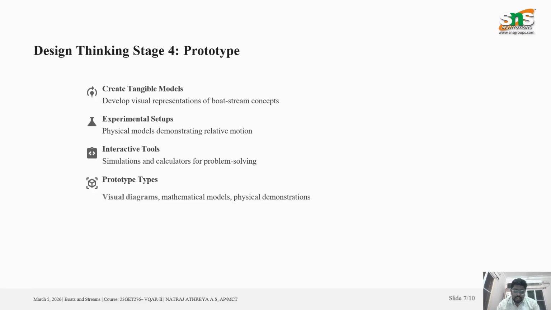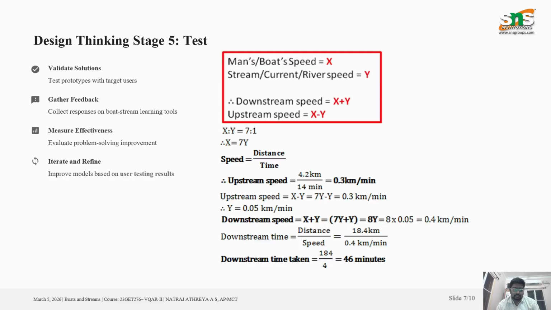The next is prototype types. It can be visual diagrams, mathematical models, or physical demonstrations and simulation models, etc. Next, in design thinking, the next stage is test. Testing is to give the students numerical problems and test that. So let's test with an example.